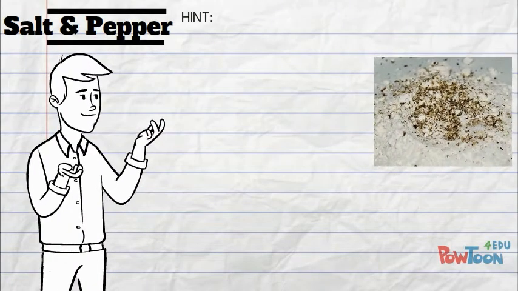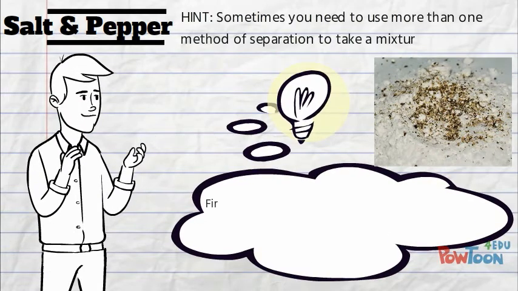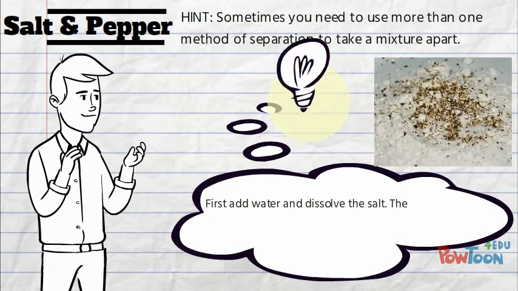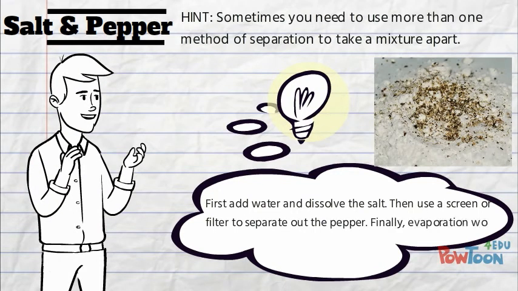Sometimes it may be necessary to use more than one method of separation in order to take a mixture apart. Say for instance salt and pepper. You might even need to add something to the mixture to separate out the different parts. If you add water to salt to dissolve it, then you could use a screen or filter to separate out the pepper. Finally, evaporation would remove the salt from the water.